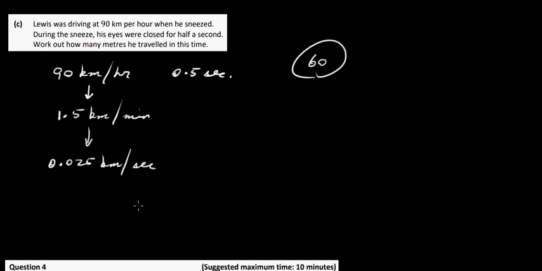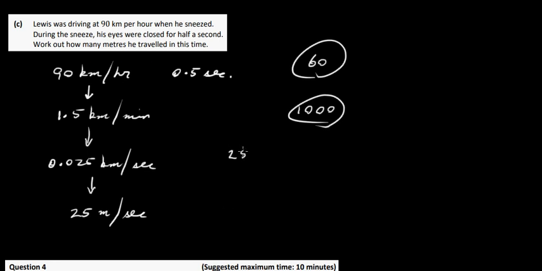Okay, so now we're down to seconds, so we want to convert this kilometers to meters. Now you've got to know that there are 1,000 meters in a kilometer. So if he travels 0.025 kilometers in a second, how many meters will that be in a second? Well, the number here is going to be bigger, so you've got to multiply by 1,000. So that will give me 25 meters in a second. So 90 kilometers per hour is the same as 25 meters per second.